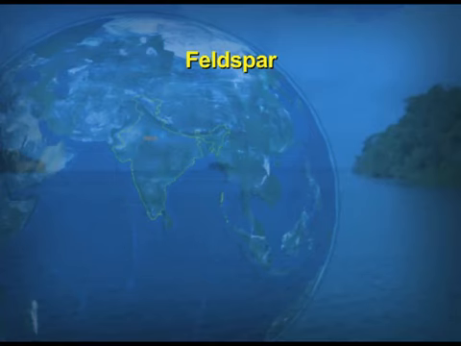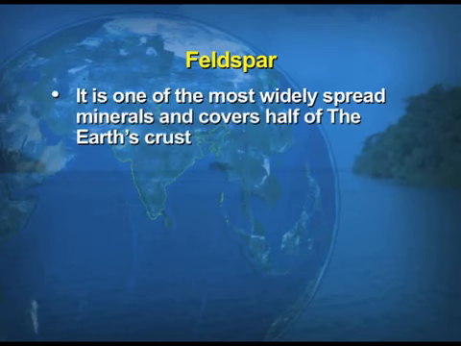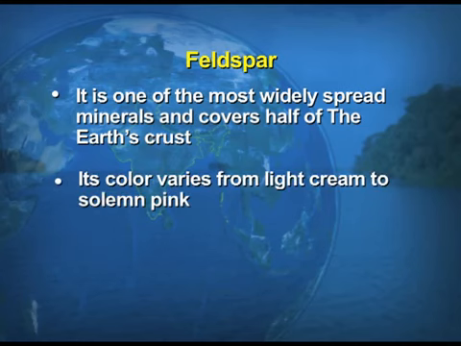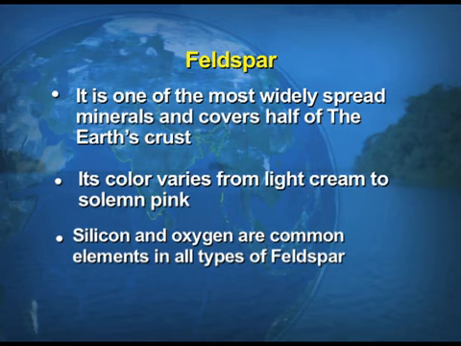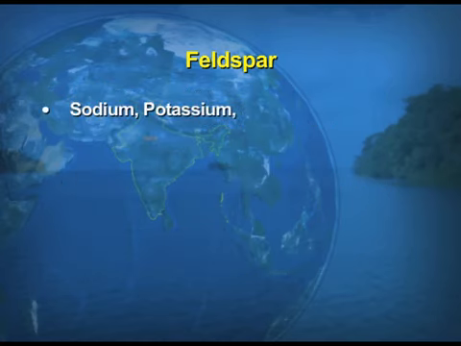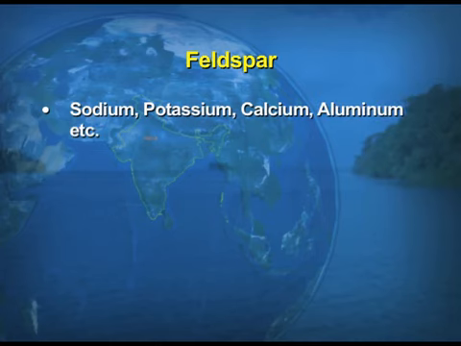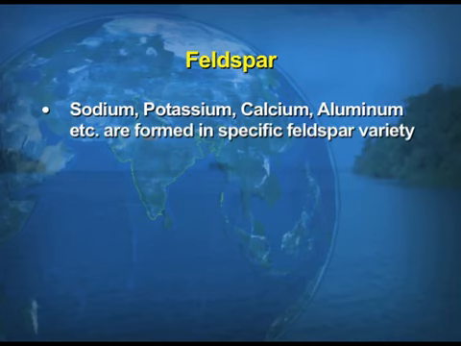Now, first we take up the feldspar. It is one of the most widely spread minerals, which covers half of the earth's crust. The second character of this mineral is its color. The color varies from light cream to salmon pink. Silicon and oxygen are the common elements in all the types of the feldspar. Sodium, potassium, calcium, aluminium are found in the different specific feldspar varieties.